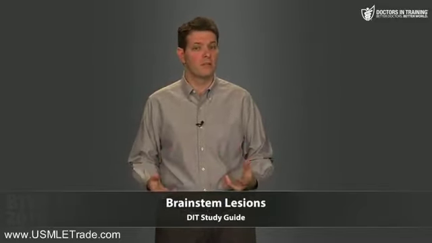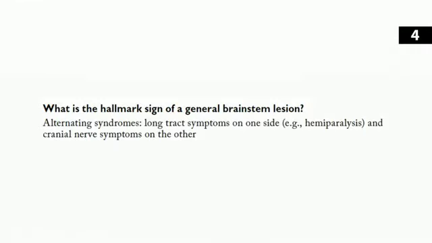So first of all, what's going to make you think of a brainstem lesion in the first place? We'll take a look at number 4 in your study guide. What's the hallmark sign of a brainstem lesion? Well, with a brainstem lesion, you're going to see alternating syndromes, which means you have discrete symptoms on both sides of the body. You see long tract symptoms on one side, such as hemiparalysis from a corticospinal tract lesion or a lesion to the posterior columns of the medial lemniscus. So this could be a motor problem or a sensory problem.